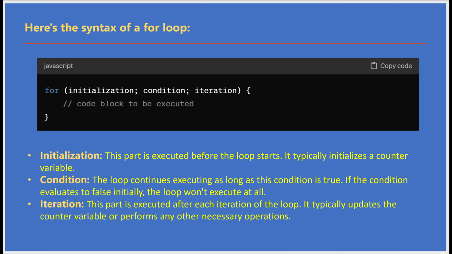First, there's the initialization. Think of this as the starting point, the green light that sets the loop in motion. Typically, it's here that we initialize a counter variable.